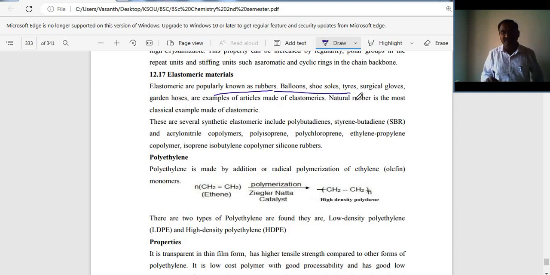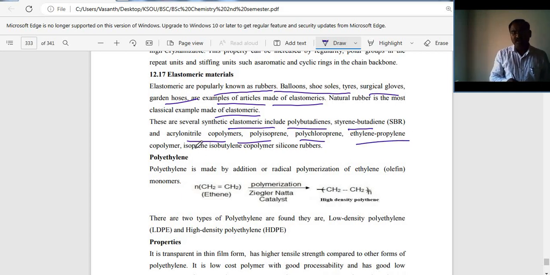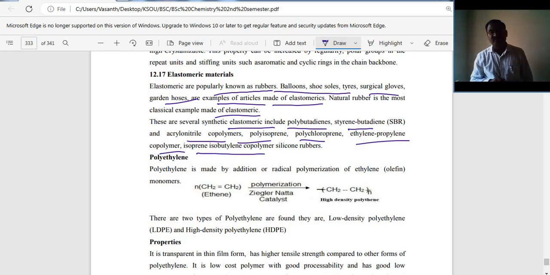Elastomeric polymers, popularly known as rubbers, include balloons, shoe soles, tires, surgical gloves, and garden hoses. Natural rubber is the most classical example of an elastomeric polymer. There are also several synthetic elastomers, including polybutadiene, styrene butadiene and acrylonitrile copolymers, polyisoprene, polychloroprene, ethylene propene copolymer, isoprene isobutylene copolymer, silicone rubbers, etc.